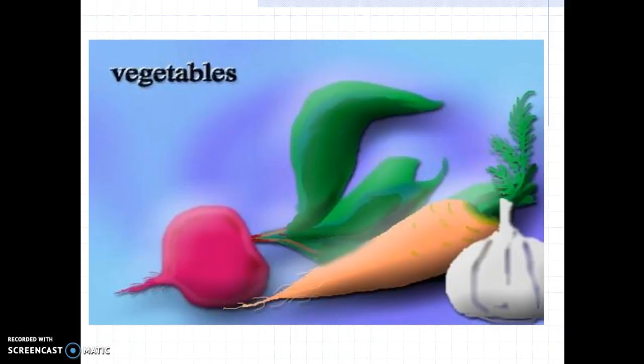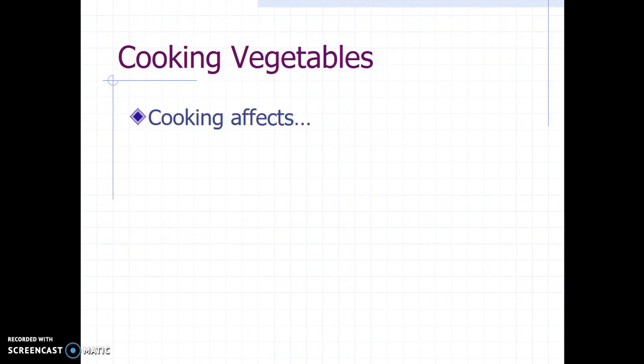So let's get going. When we're talking about vegetables, we want to talk about the cooking of vegetables and the characteristics of vegetables, just like we've always done. We're going to talk about the marketing or the market forms of vegetables, and so on and so forth. Of course, we are definitely concerned about the cooking of vegetables and how cooking affects them.